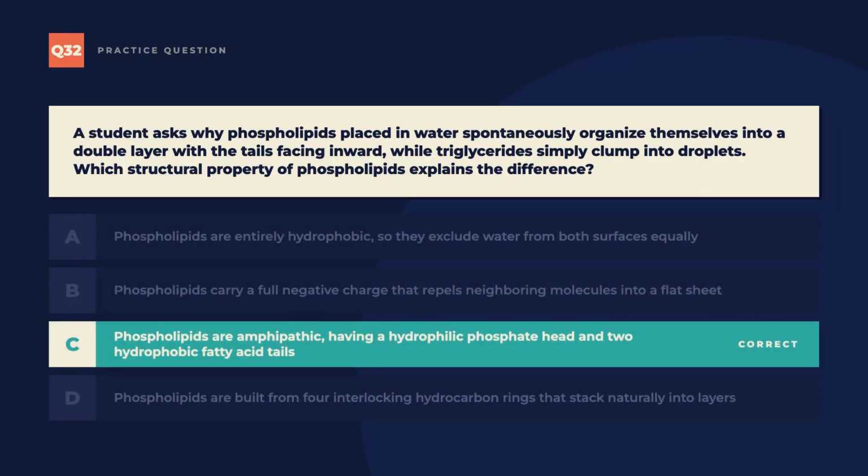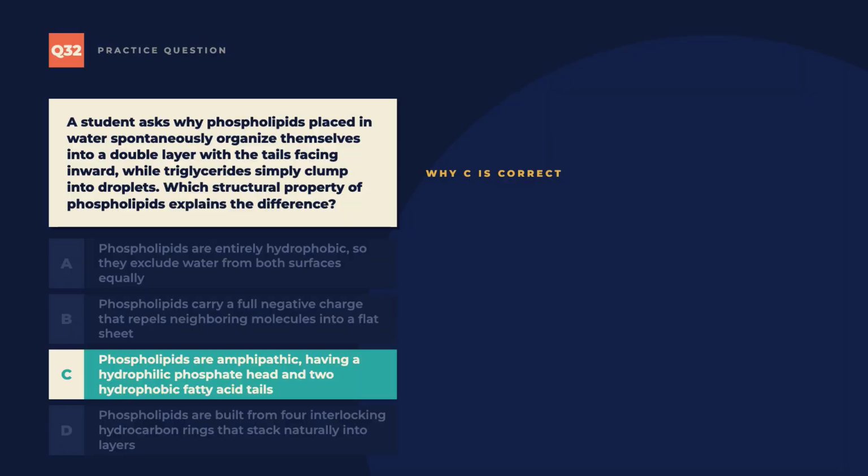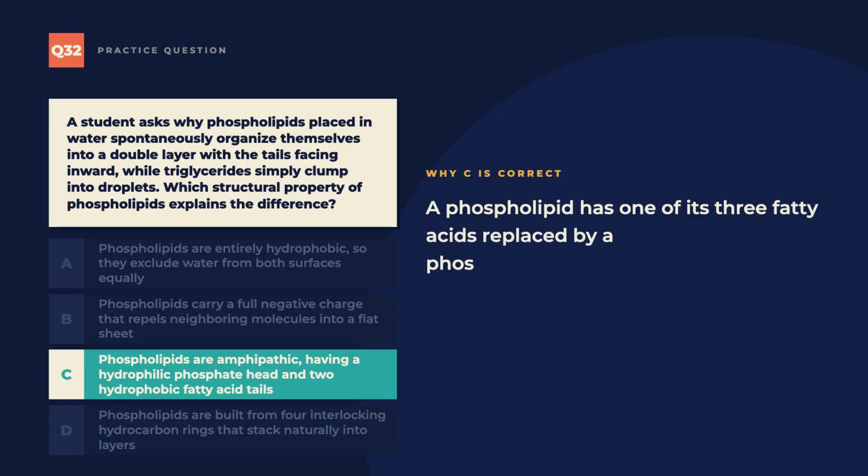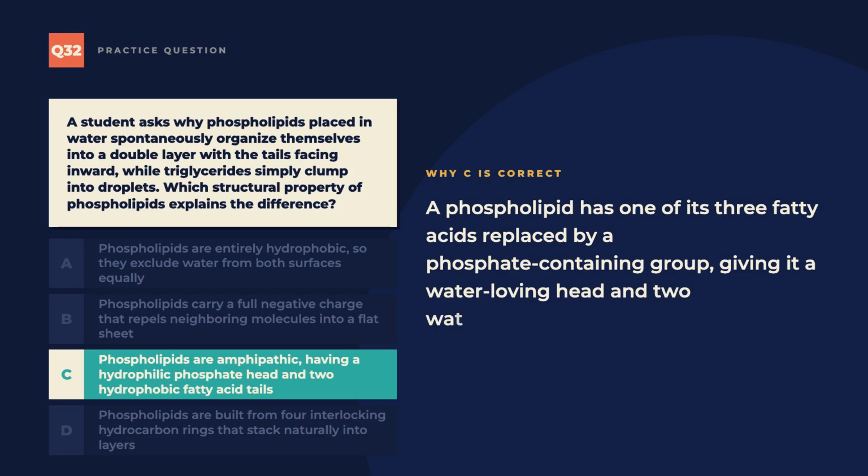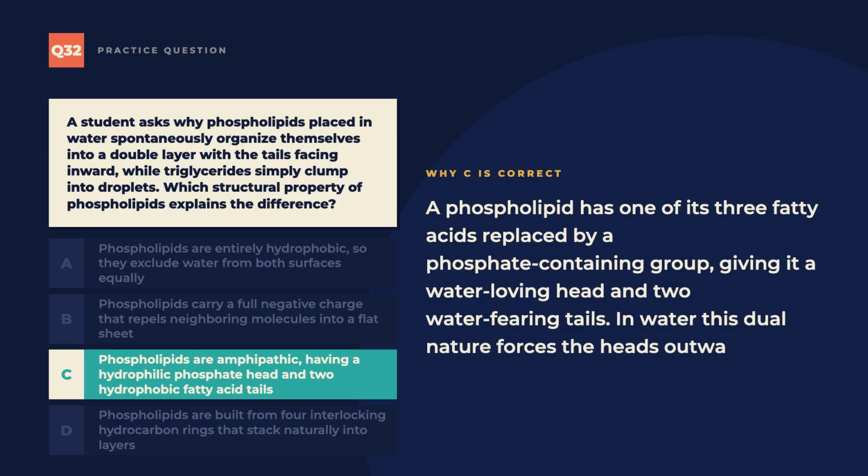The correct answer is C. Phospholipids are amphipathic, having a hydrophilic phosphate head and 2 hydrophobic fatty acid tails. C is correct because a phospholipid has one of its 3 fatty acids replaced by a phosphate-containing group, giving it a water-loving head and 2 water-fearing tails. In water, this dual nature forces the heads outward towards the fluid and the tails inward, producing the bilayer.